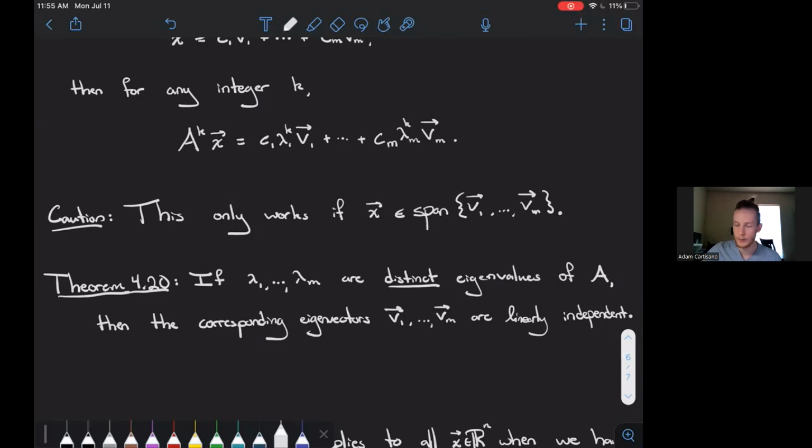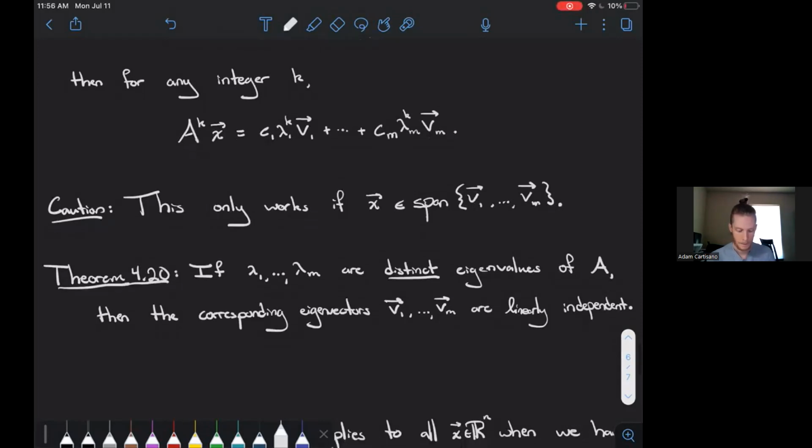So if lambda 1 through lambda m are distinct eigenvalues, so if all of the eigenvalues in the corresponding breakdown are distinct, then we get guaranteed that the corresponding eigenvectors will be linearly independent. It's not like they're going to be linearly dependent. Okay, and the proof of this is intense, but not impossible. It's highly geometric. Okay, so distinct eigenvalues correspond to linearly independent eigenvectors, right?